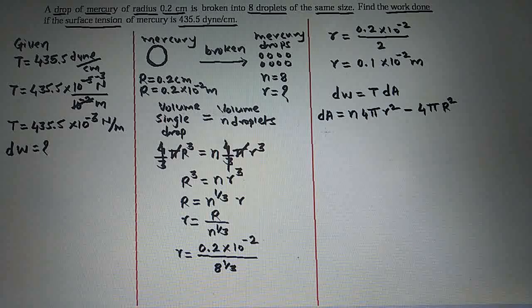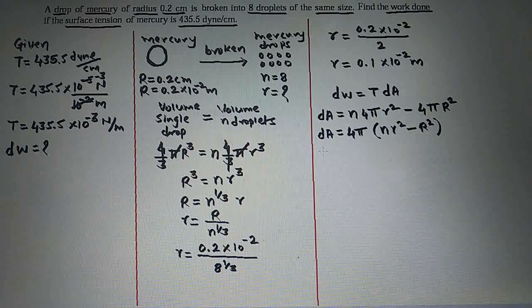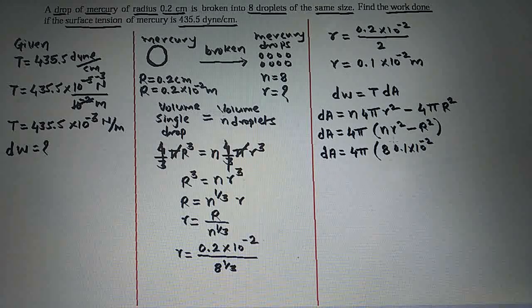So dA, the change in surface area, taking 4π common, is n r² minus capital R². Now if we put the values of n, small r and capital R, dA is equal to 4π, n is 8, small r is 0.1 into 10 raised to minus 2 squared, minus capital R.